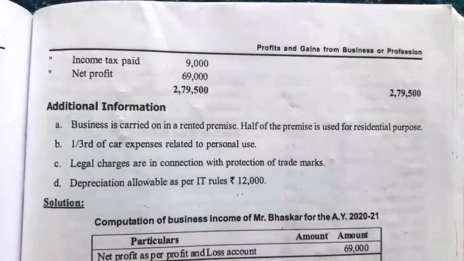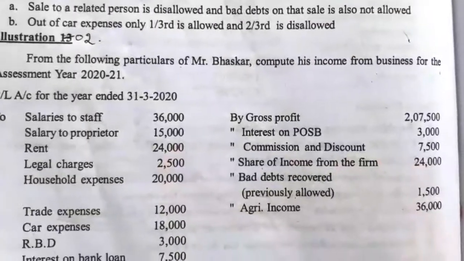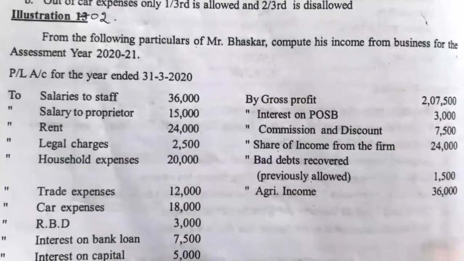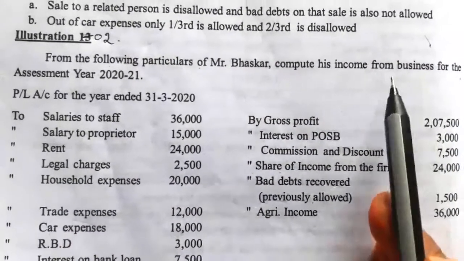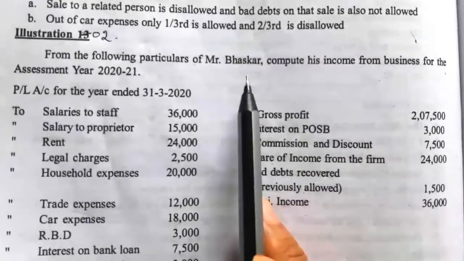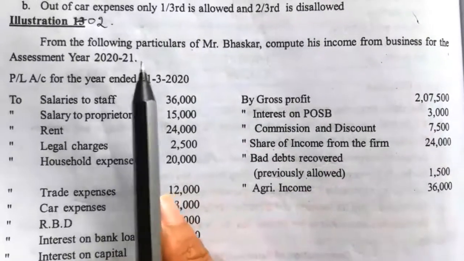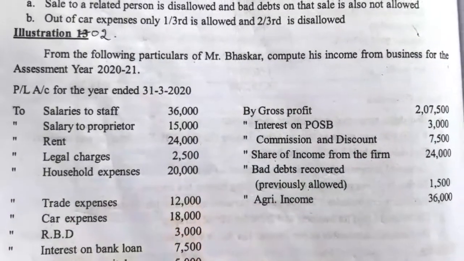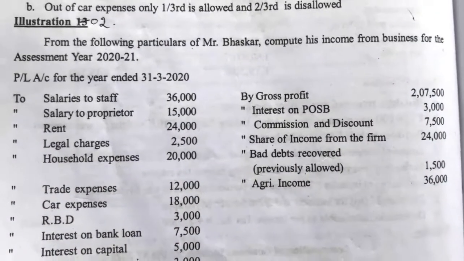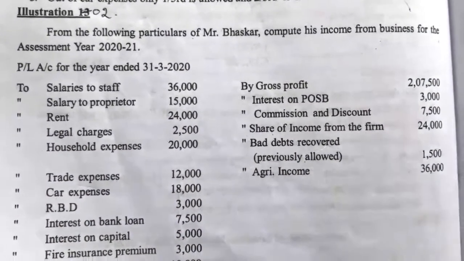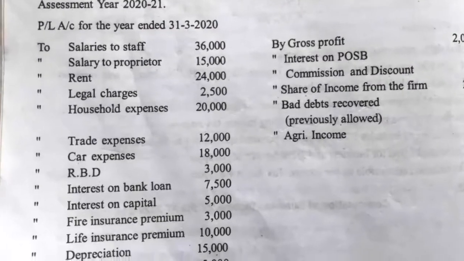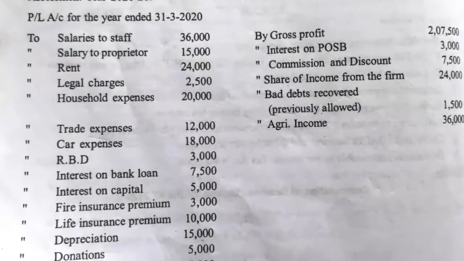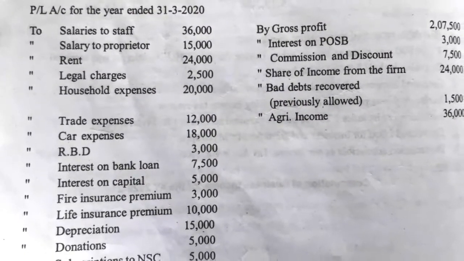So with this profit and loss account and additional information, we have to compute the business income of Mr. Bhaskar for the assessment year 2020-21. So we have to compute the business income. It starts with the net profit. To the net profit we have to add the disallowed expenses.